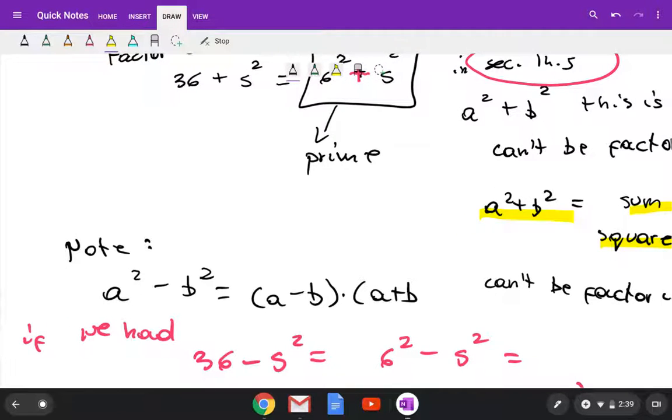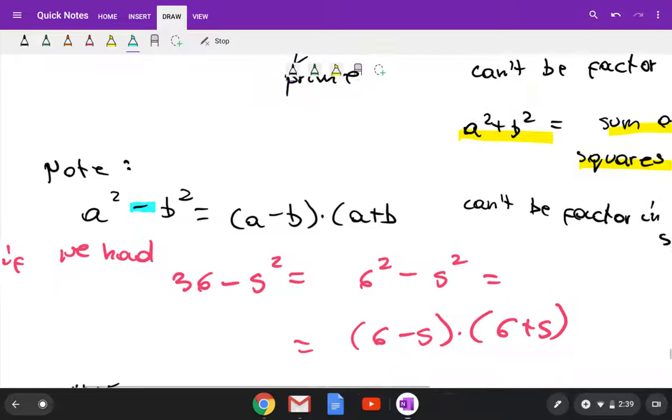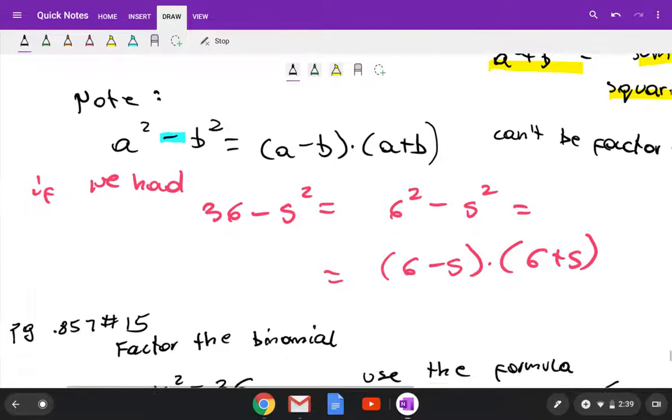Note, I wrote down the note for you, but we also see one extra example of that. When you have an opposite, which means a difference of two squares, you definitely can factor, which will be a minus b times a plus b. So if you have a problem 36 minus s to the second power, you can rewrite 36 as 6 to the second power minus s to the second power.